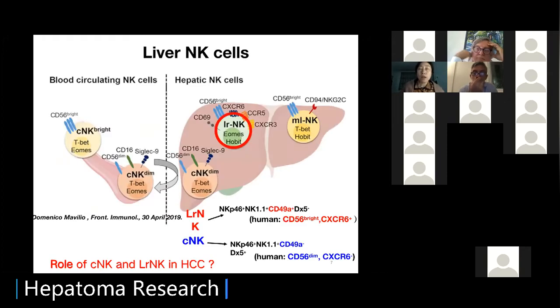That is the mouse. In humans, it has been demonstrated that liver NK cells also have 2 subsets: CD56 bright, which are the resident NK cells, and CD56 dim, which are the conventional NK cells. Both also express NKp46. In the reports before the discovery of liver resident NK cells, all the reports may have covered the whole 2 subsets. So our question is, what is the role of the liver resident NK cells? Are liver resident NK cells similar to cNK cells?